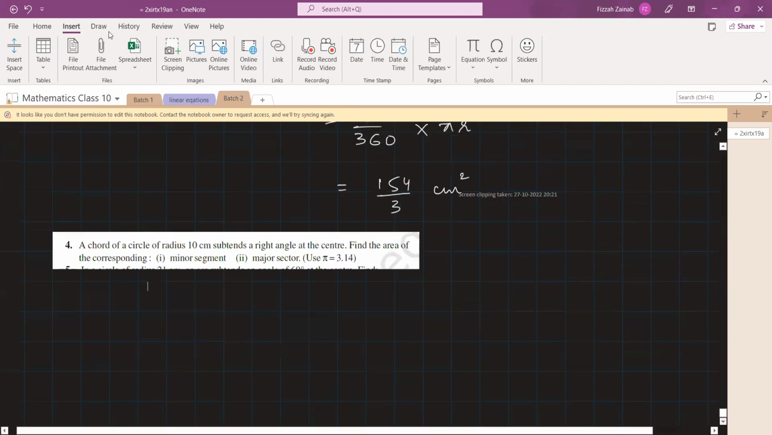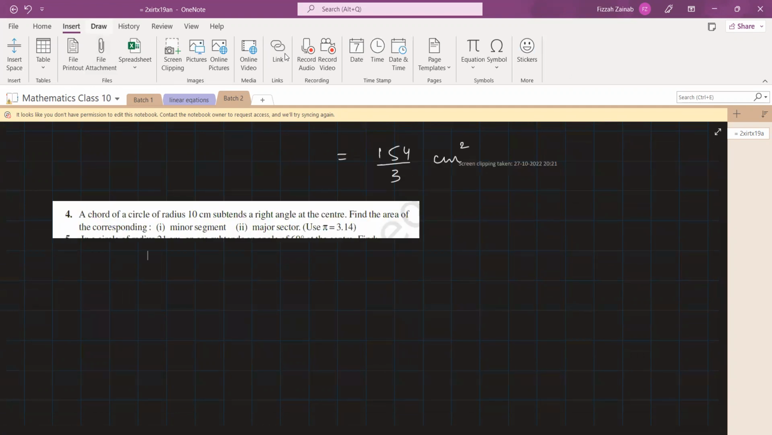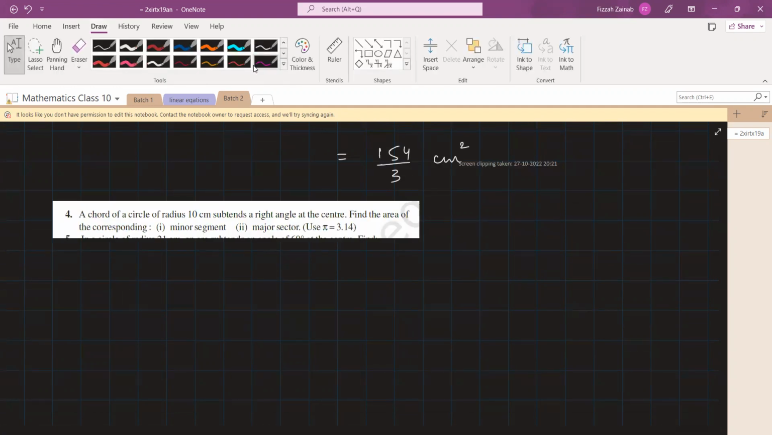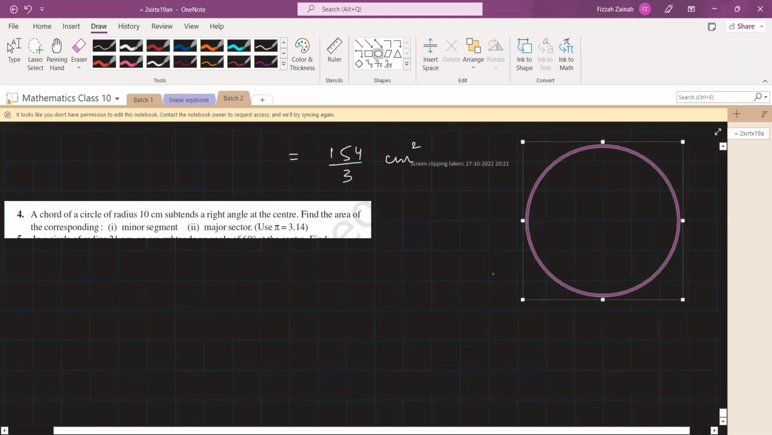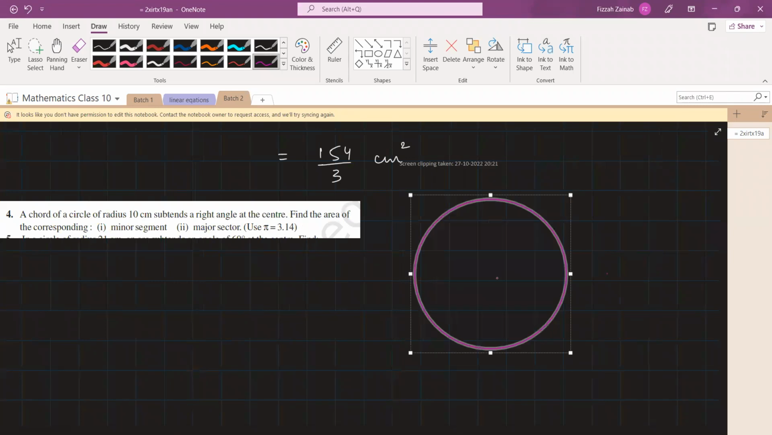Next question. A chord of a circle of radius 10 centimeter. So there's a circle whose radius is 10 centimeter. Find the area corresponding minor segment and major sector.